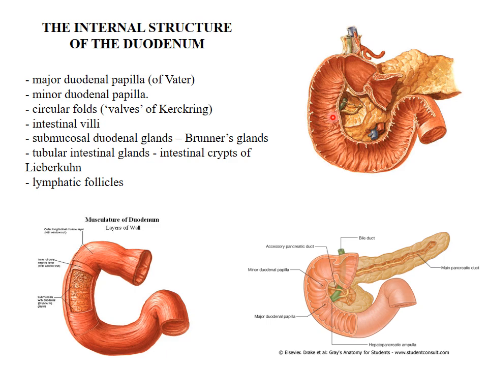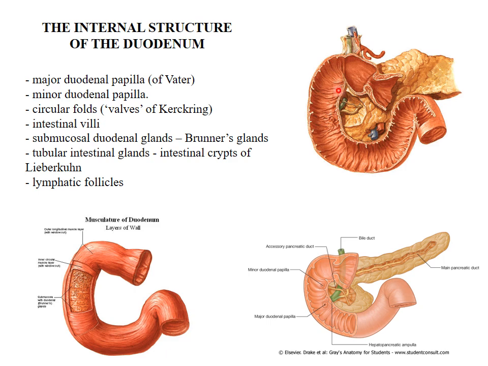This is the opening of the hepatopancreatic ampulla. About 1 to 1.5 centimeters above the major is the minor duodenal papilla, and the accessory bile duct can open at this minor duodenal papilla.